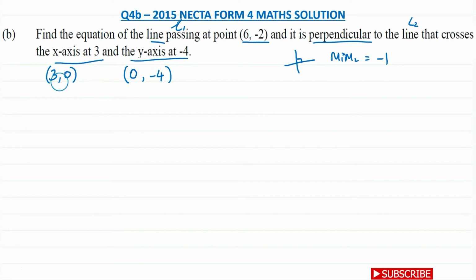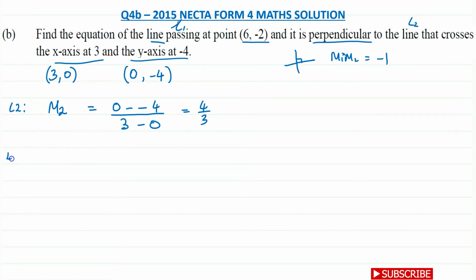This now means we can find the gradient for line 2. If I say m2 is equal to change in y, so 0 take away -4, divided by change in x, so 3 take away 0. This will give me 4/3, because 0 minus a negative becomes plus. So that's m2.